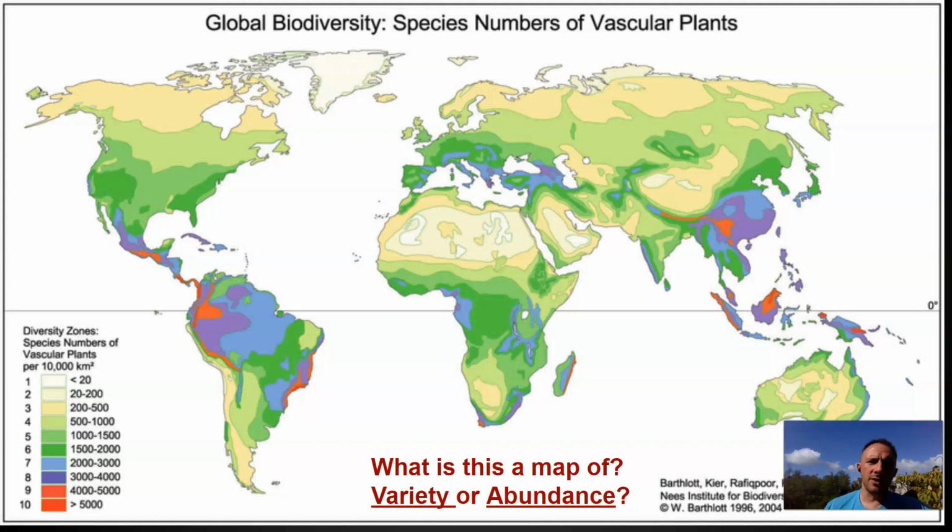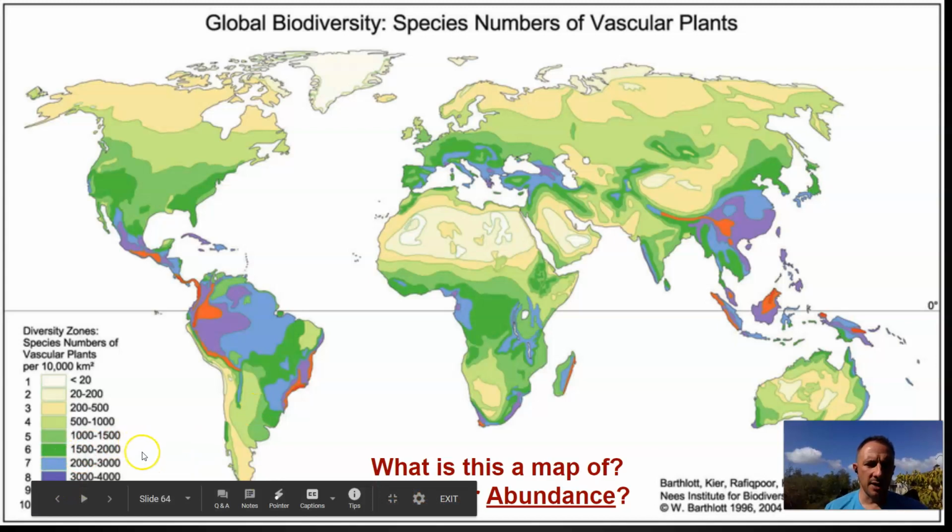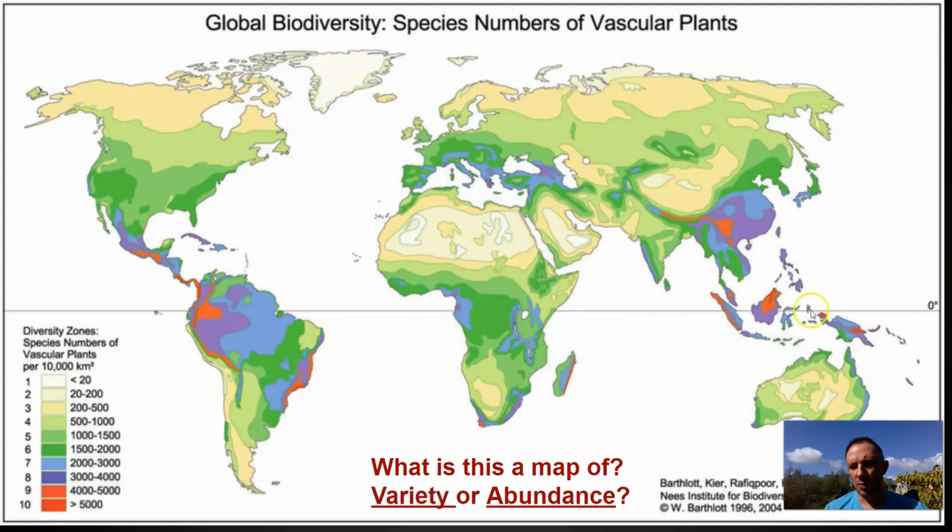So global biodiversity on a global level, right? We're looking at the species numbers, just the numbers of different species, and this is of plants. So which areas have the most species? The highest numbers are in red, and then the purples, and then brown to greens and whites. So we can see right here that the tropical regions have the highest number of plant species in them, right? The greatest variety, right, in this case.